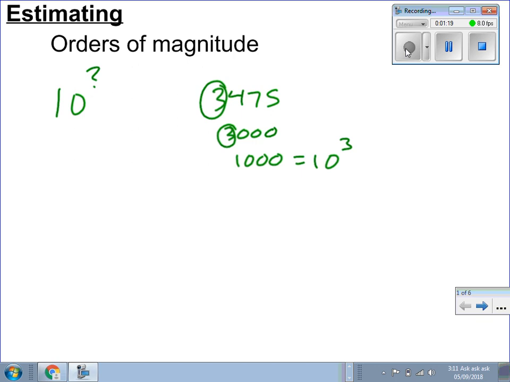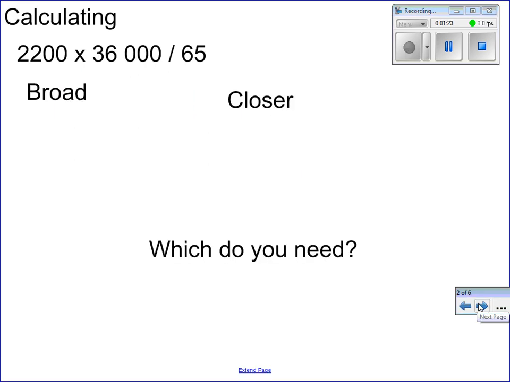Now, when you're making estimations, the next thing you need to be able to do is what I would call back of the envelope calculations, or fast, rough calculations. You're not trying to get the exact answer, you're trying to figure out what the answer is close to. So this is one example. If you were going to do 2,200 times 36,000 divided by 65, there's a few different things you can do here.